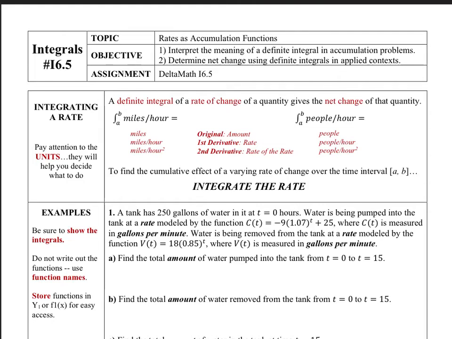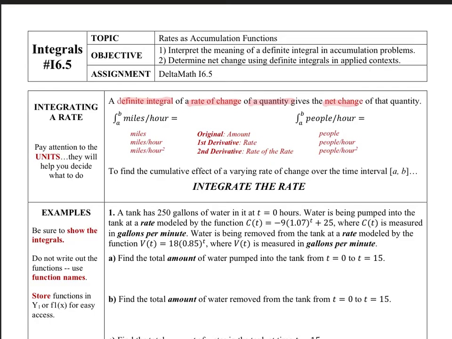In section 6.5, we're going to look at rates as accumulation functions. So if you take a definite integral of a varying rate of change of a quantity, that value of the integral is going to give you the net change of that quantity. Let me explain what I mean by this.